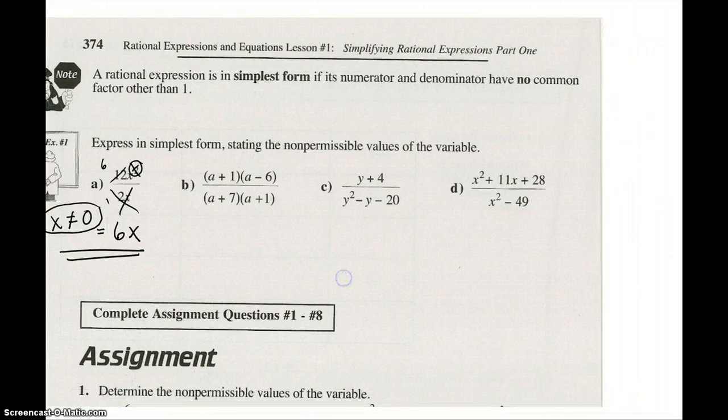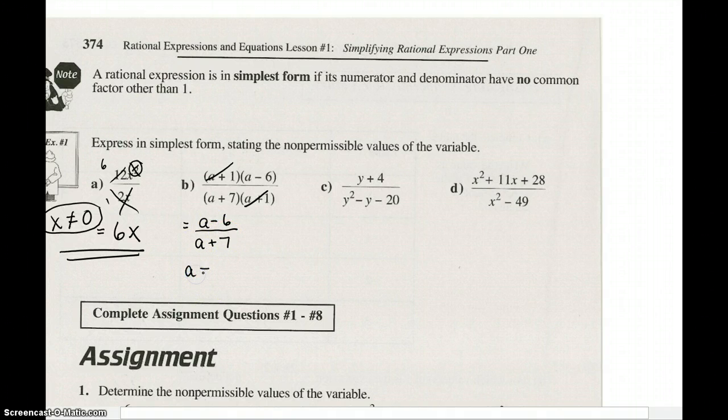Let me show you another example of that. So they've already done the factoring for me. I have 2 factors on the top, 2 factors on the bottom. All I need to do now is say, hey, I have an a plus 1 on the bottom and I have an a plus 1 on the top. Remember, I can only cancel out factors. And therefore, my answer, of course, will be a minus 6 is what's left on top, a plus 7, which is on the bottom, but I also need to look at my restrictions.